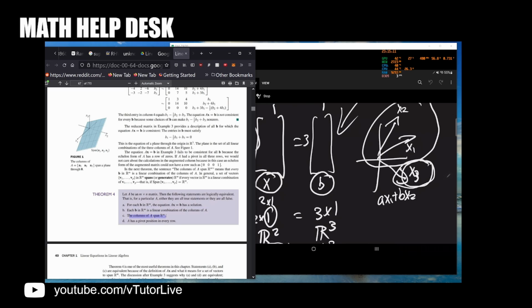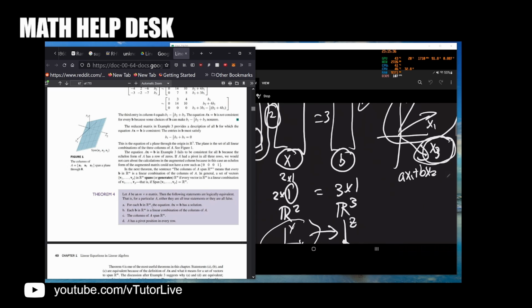Look, the columns of A span Rm. You see this? The columns of A span Rm, and for each b in Rm, the equation Ax equals b has a solution. So m by n in our case is 3 by 2. So this is saying A is a 3 by 2 matrix, and for each b in R3, so basically for each b in the output space R3, the equation Ax equals b has a solution.